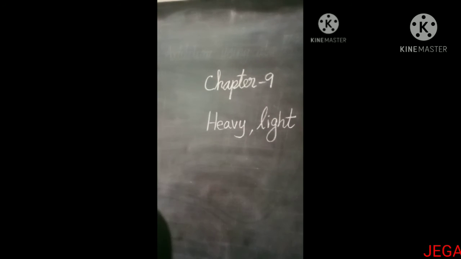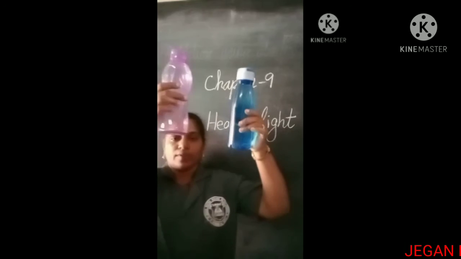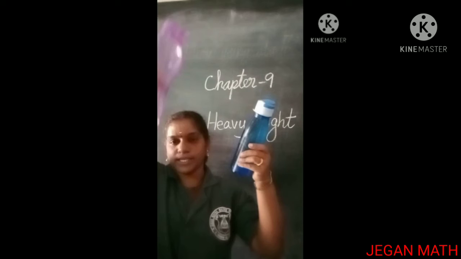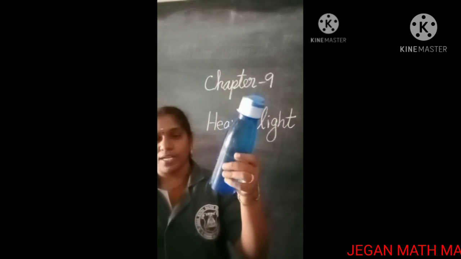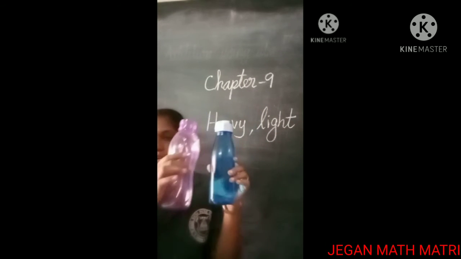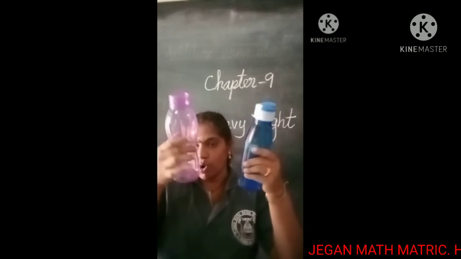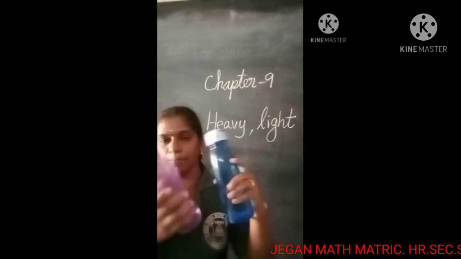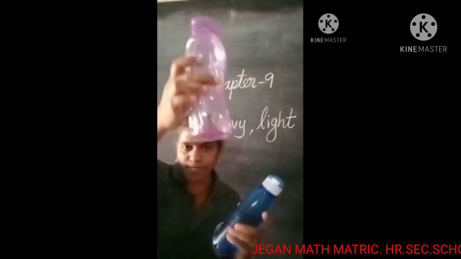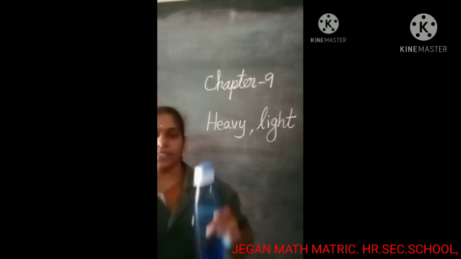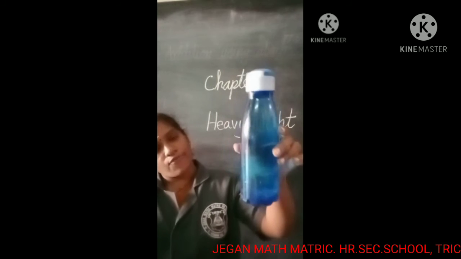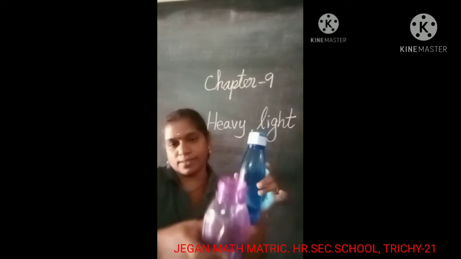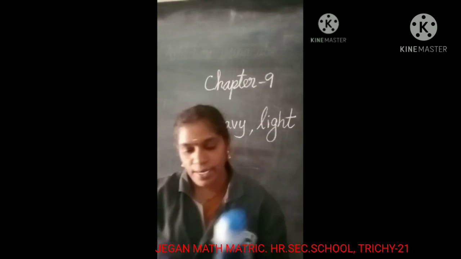Now see the next example. I have 2 bottles in my hand. This is the empty bottle. This bottle is filled with water. Now see these 2 bottles. Which is heavy and which is light? Tell me. Yes, this bottle is the light object. This one is heavy. Compare these two bottles. This is heavier than this. Are you clear, kids?